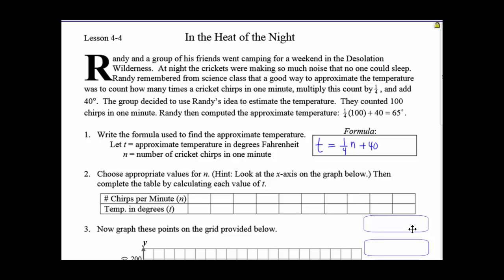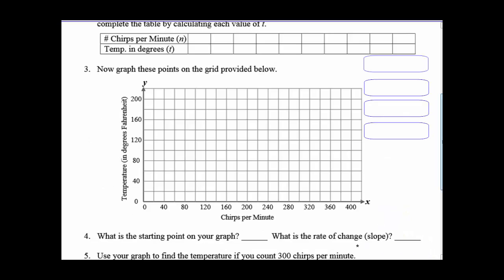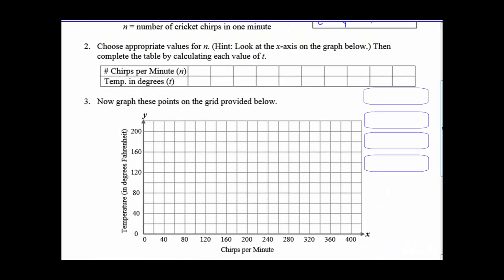So what we need to figure out is, how do we choose appropriate values for n? If we look at the graph that's already down below, it's already set up for us. It starts at 0 chirps per minute on the x-axis, and as we go right, it goes to 40, 80, 120. So the numbers are going up by 40, but each little box increment is actually going up by 20. And on the y-axis, we are going up by 20 also: 20, 40, 60, 80, 100 degrees, and so forth.